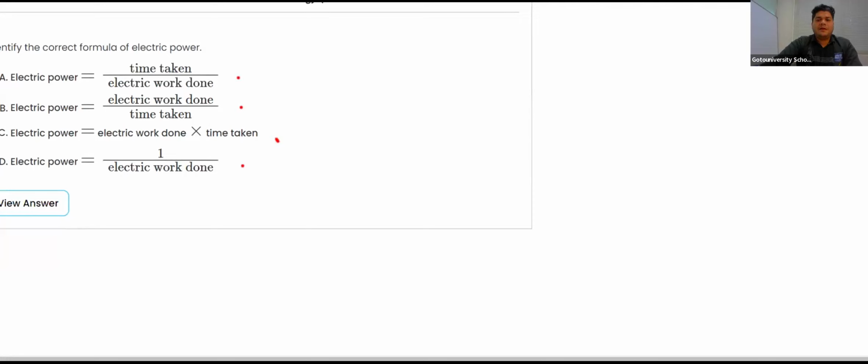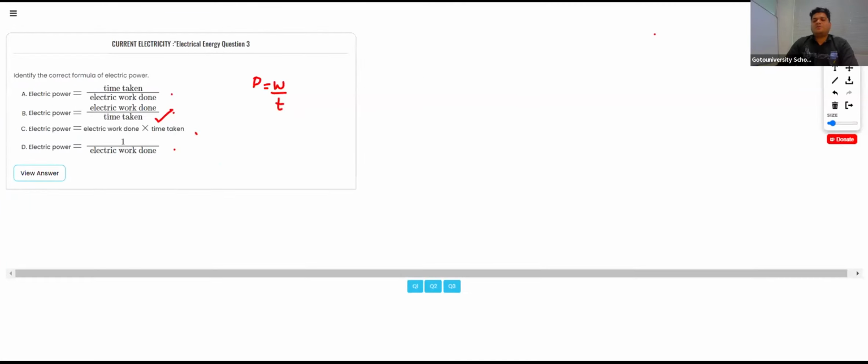What will be the answer? Identify the correct formula of electrical power. What will be the formula for power? So the correct answer: power is work done per unit time. So option B is the right answer. Okay.